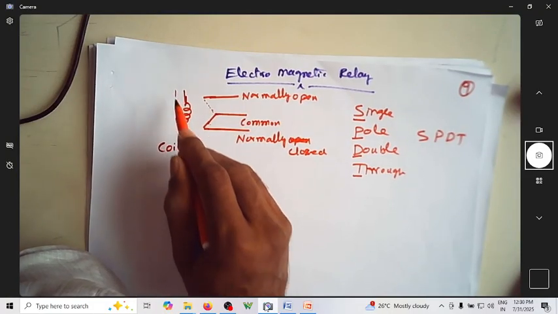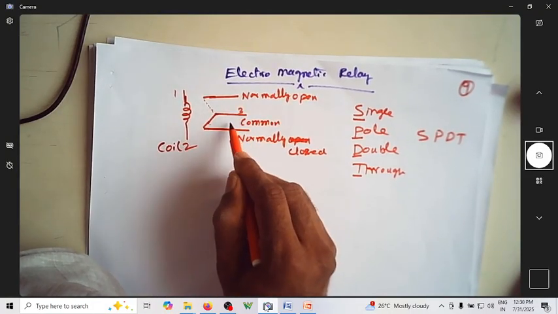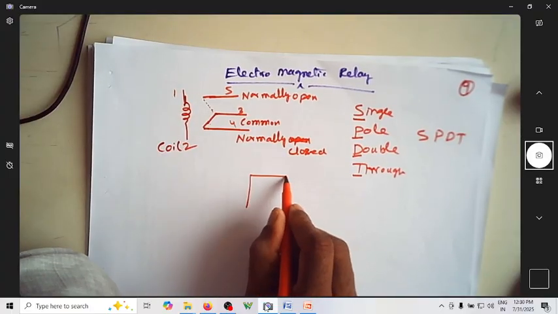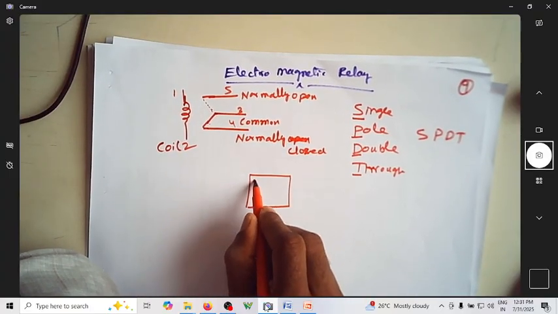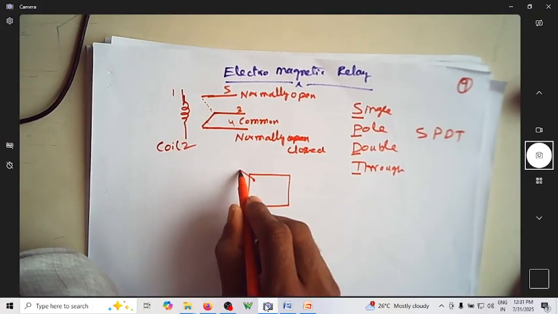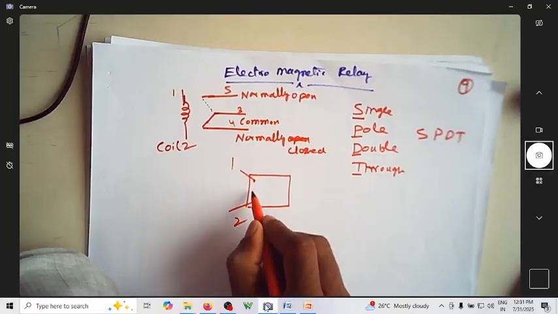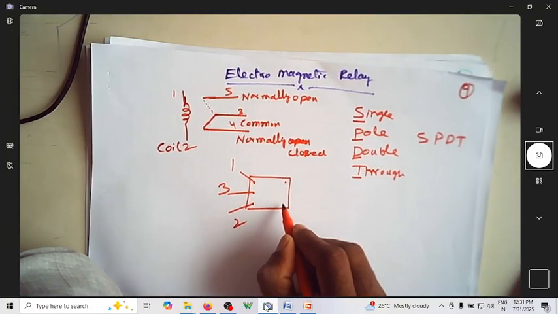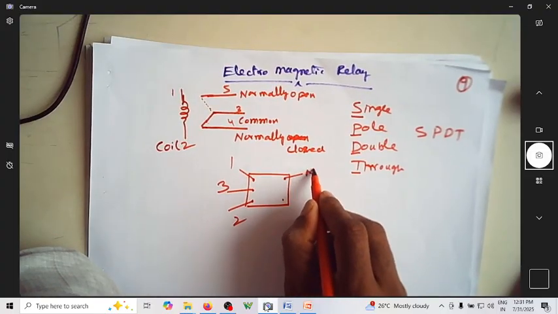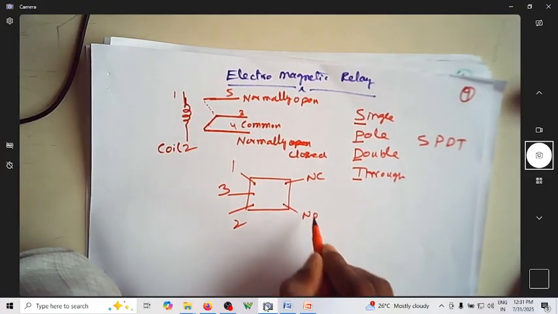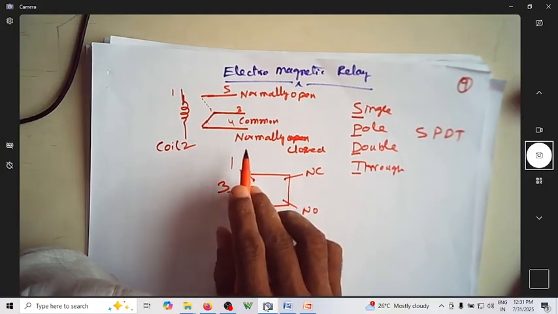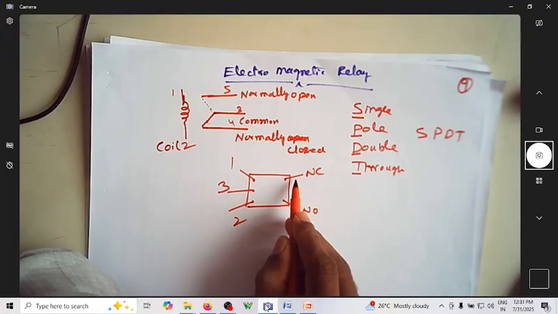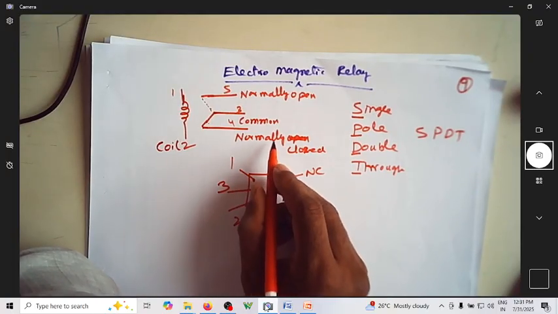Suppose you name them as 1, 2, 3, this is 4 and 5. So if you have a look at this relay, the extreme two wires will be the relay coil, this is 1 and 2, and this will be the common terminal, and you're going to have two more terminals here. So one will be NC, other will be NO. So what is this NC stands for? This is normally closed. So common and this terminal will be connected under normal condition.